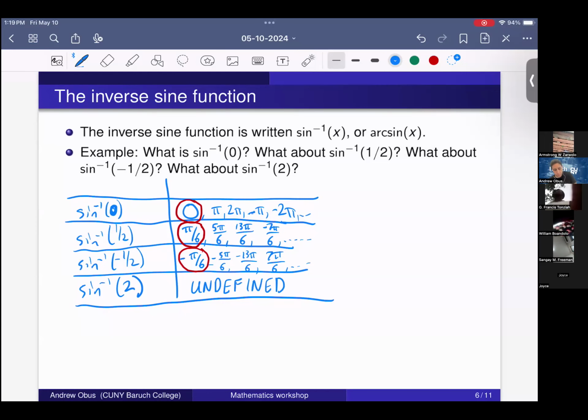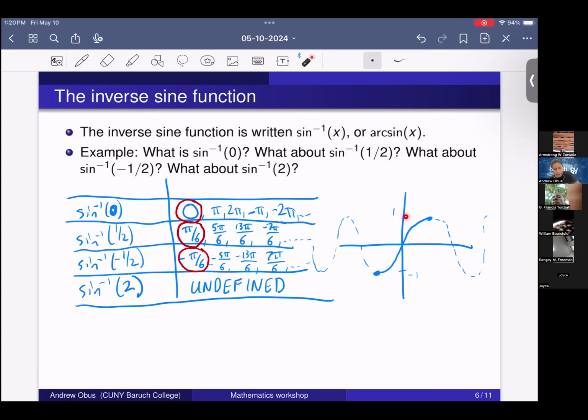Okay? Let's see. So what we do in this case for sine, if we look at the graph of sine of x, here's minus 1 and here's 1, the graph of sine of x somehow goes like this, and then it starts repeating itself. I'll draw the rest in a dotted line. So if we pick a number between minus 1 and 1, and we want to find an angle whose sine is that number, this is y equals sine x, then we can always pick an angle between minus pi over 2 and pi over 2. Okay, so this is our convention.